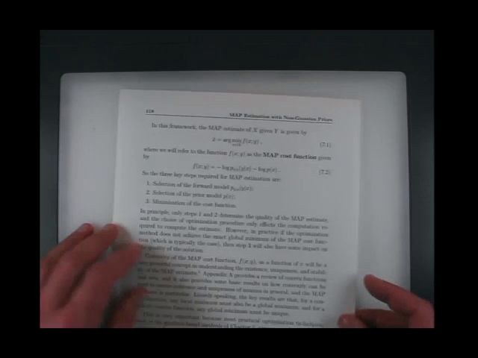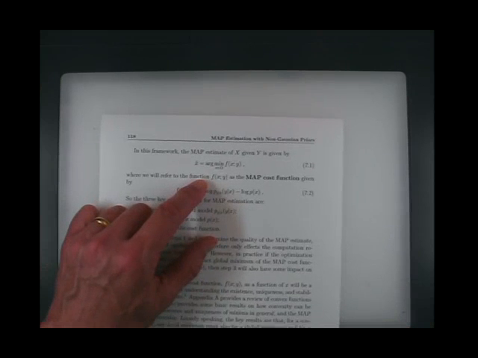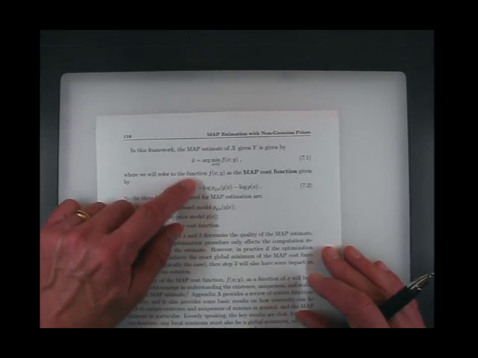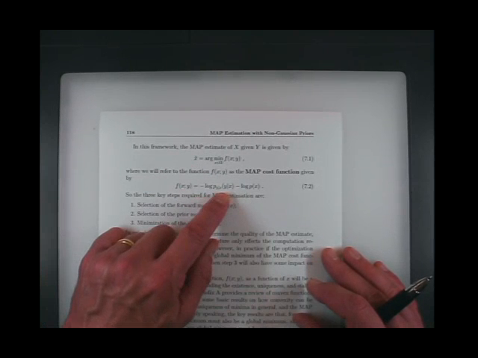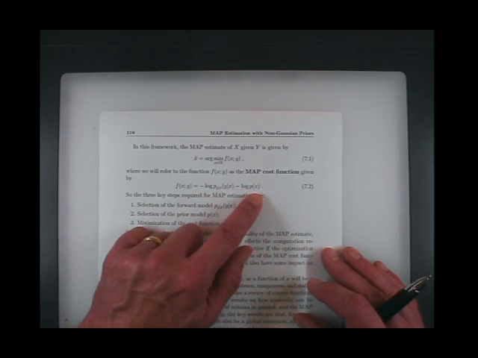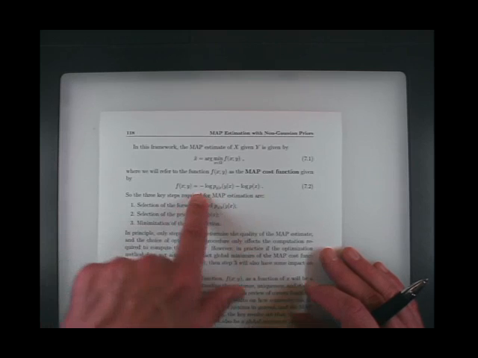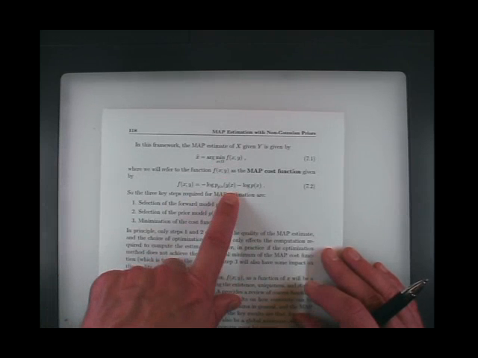Okay, so now, in the general case, we want to solve a problem. I assume that you guys have read the notes, right? We have a function f of x, y, which is the negative log of the probability of y given x, minus the log of the probability of x. So this is the MAP estimate. Minimizing this with respect to x is going to be the MAP estimate.